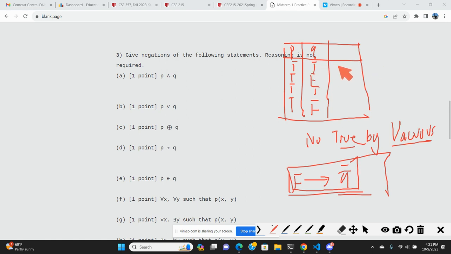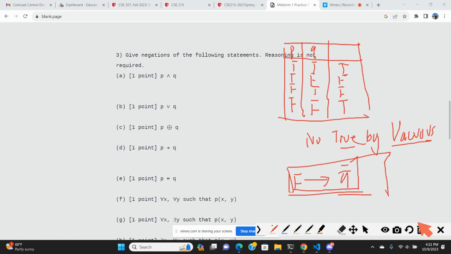So true true is true, true false is false. False implies true is actually false, because there's no vacuous truth in an if and only if. And false false is true.